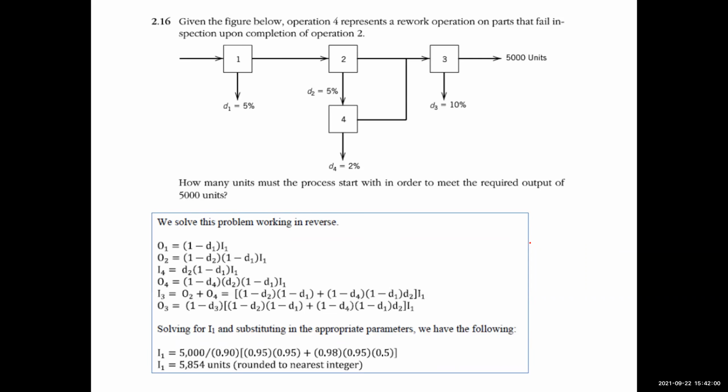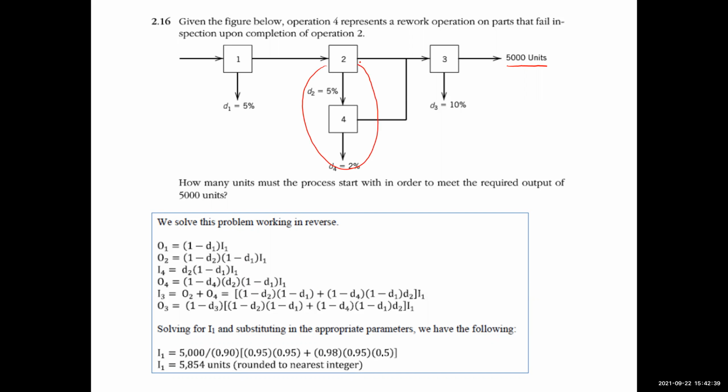We have a process operation with 4 stations here. One of them is a rework operation on parts that fail in the inspection upon completion of operation 2. And we want to know how many units must be processed, starting with, in order to meet the required output of 5,000 units. We solved many problems like this one, but the major difference between this one and the other type of problem is this loop right here.